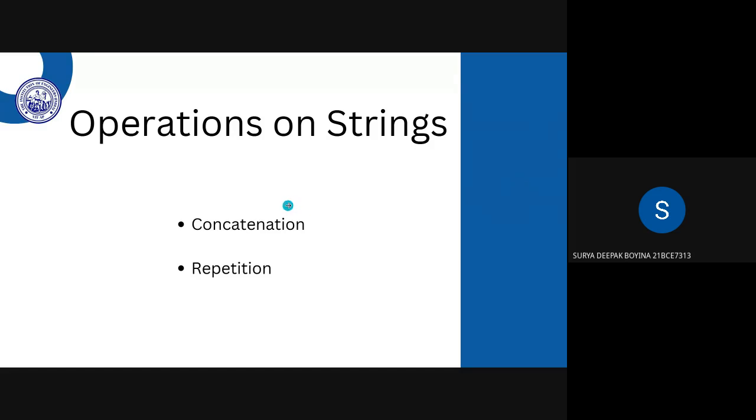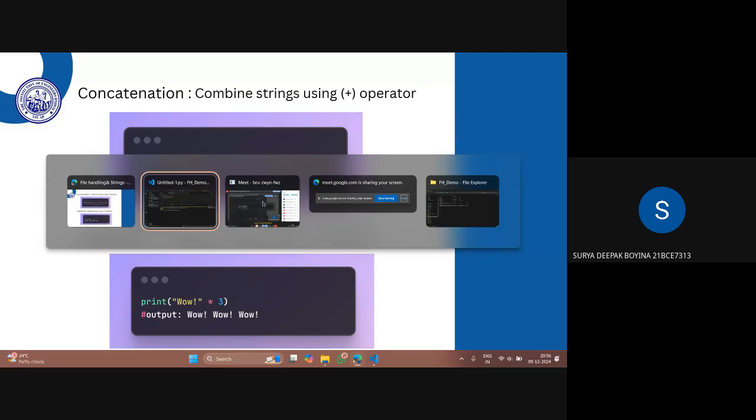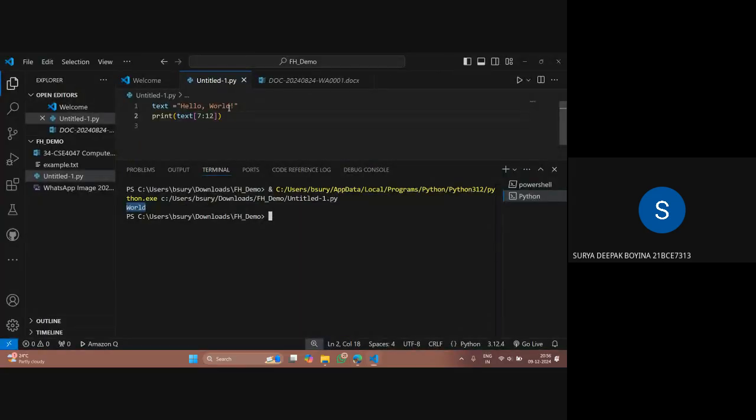So next, moving on to this: what are the operations available on strings? There are two types of operation available on strings. One is concatenation, and another is repetition. So how do you implement concatenation? We use the plus operator. So let me move on to my VS Code.